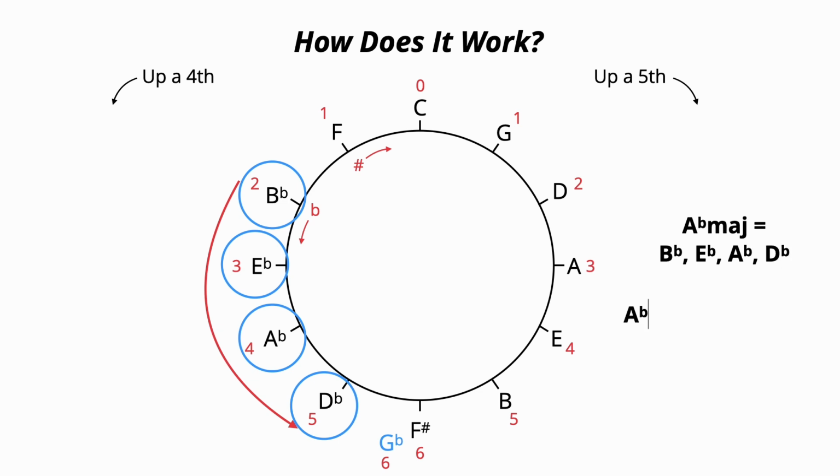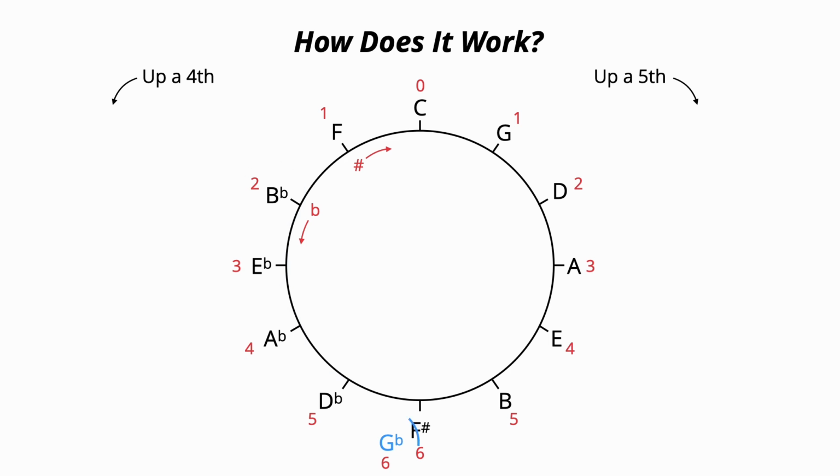All up, our A flat major scale becomes A flat, B flat, C, D flat, E flat, F, G, A flat. Now let's figure out the G flat major scale. You'll notice that it has 6 flats. Remember, starting at C, we have 0, F is 1, B flat is 2, E flat is 3, A flat is 4, D flat is 5, and G flat is 6. So G flat will have 6 flats.